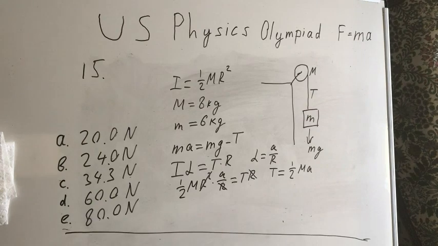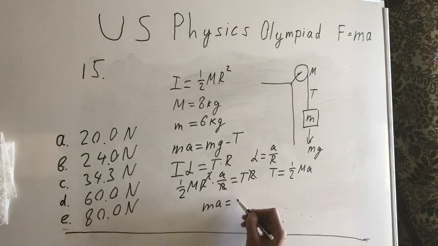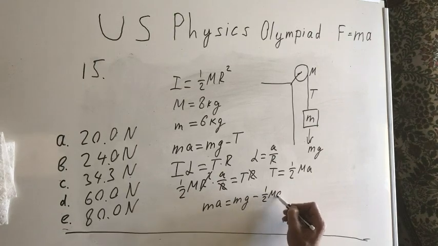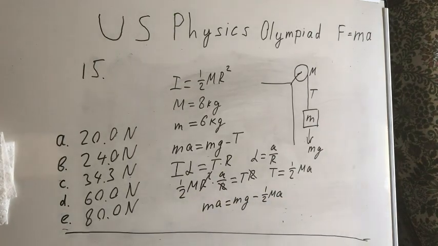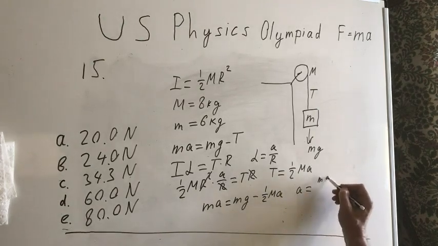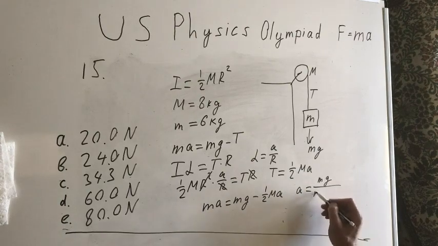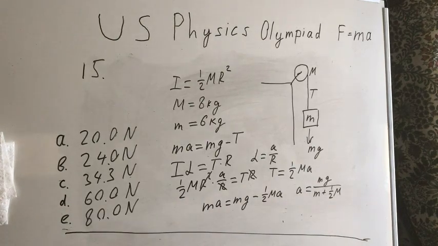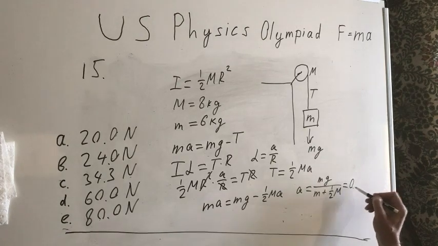So we can put this tension in the first equation, and we can find m a equal m g minus 1/2 M a, and from this equation we can find the acceleration. That's equal to m g over m plus 1/2 big M. So which is 6 over 10. So that's 0.6 g.